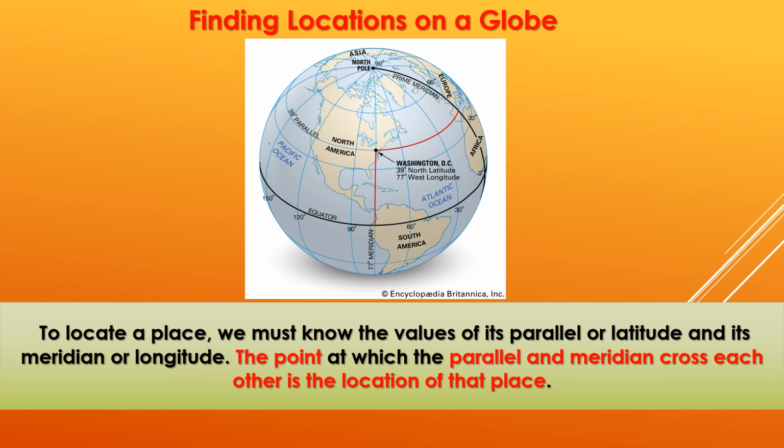Let us see how to find a location on a globe. To locate a place, we must know the values of its parallel or latitude and its meridian or longitude. The point at which the parallel and the meridian cross each other is the location of that place. In the image, you can see Washington DC marked on the intersection of the parallel and the meridian.